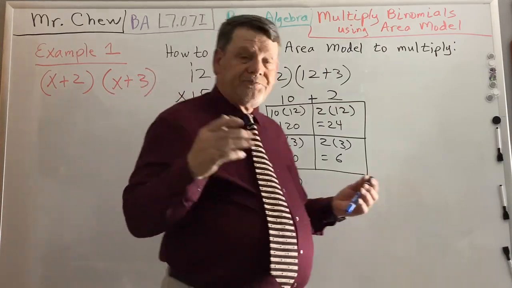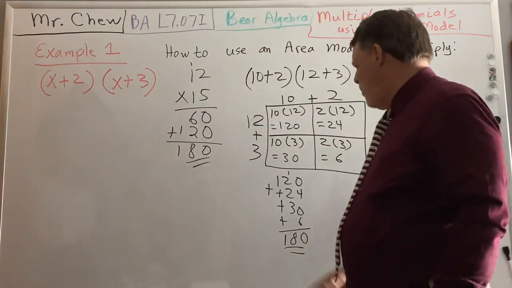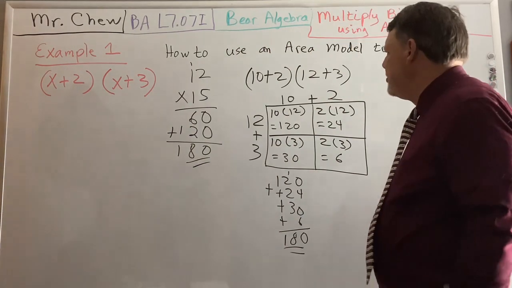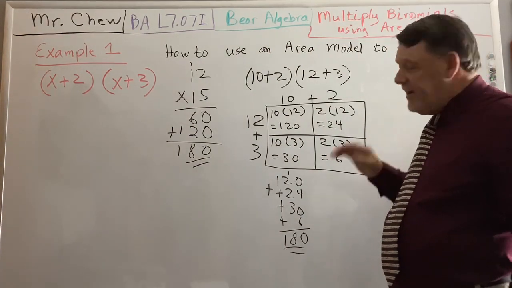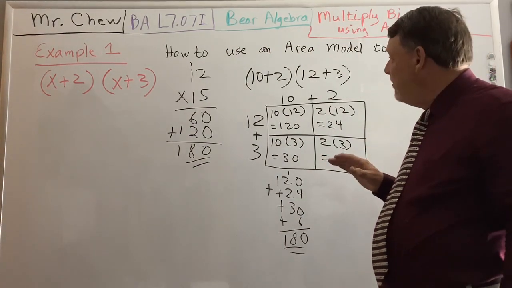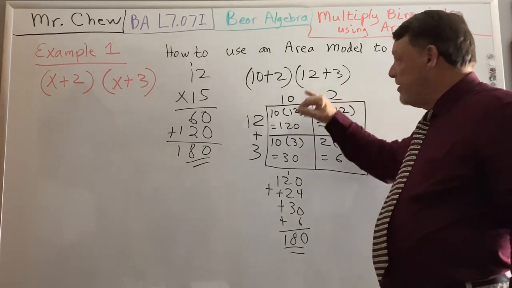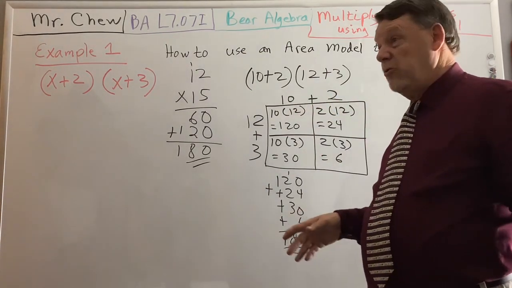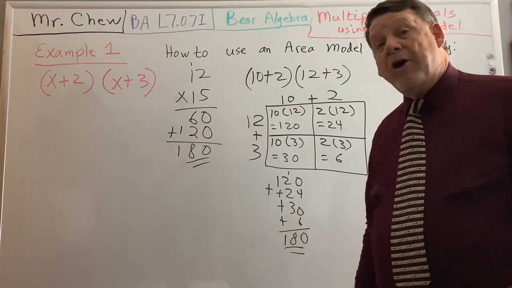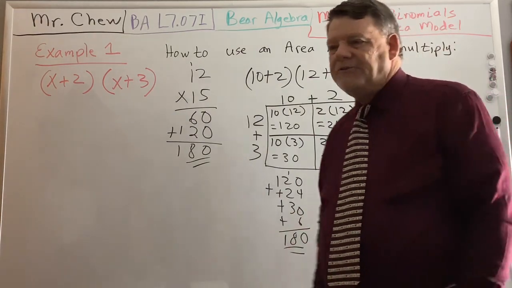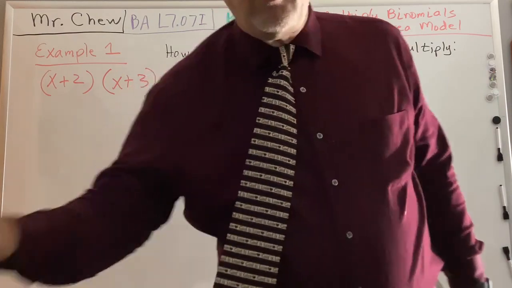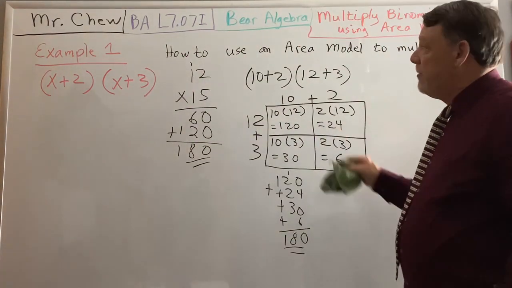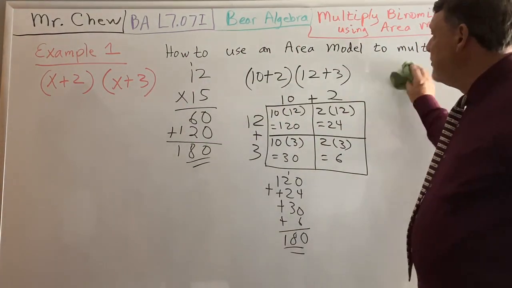So, you might be saying, well, why did you do this, Mr. Chew? Because in our examples now, these are not going to be both numbers. 1 or 2 or 3 or 4 of them will be variables. So, let's just get rid of all of this example explaining what an area model is, and let's do example 1.